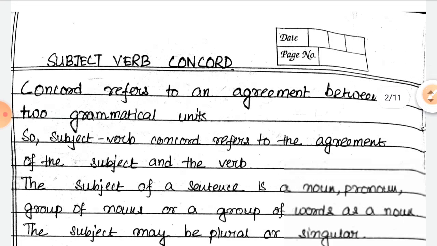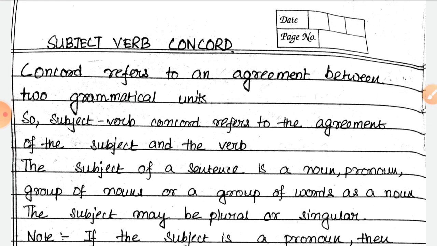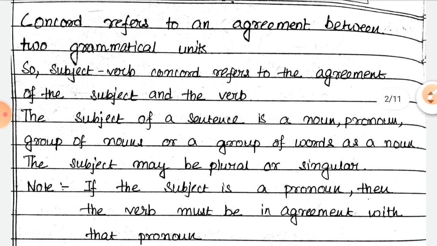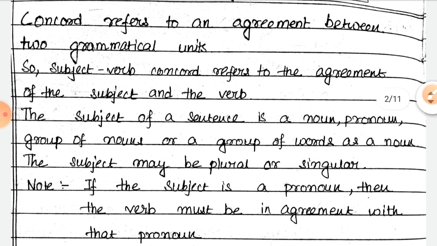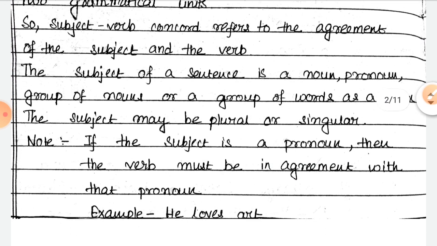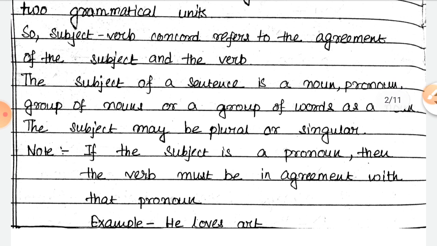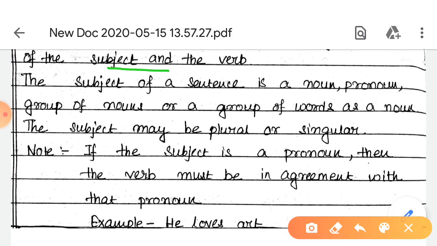Today we will start subject verb agreement. Subject verb agreement is also known as subject verb concord. Concord refers to an agreement between two grammatical units. Which two grammatical units? The subject and the verb. Two grammatical units between the subject and the verb. The agreement between this subject and the verb.